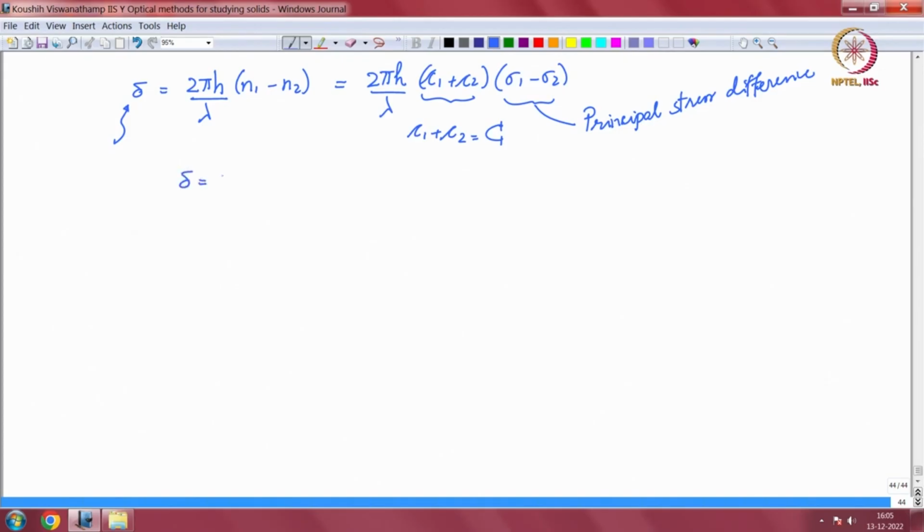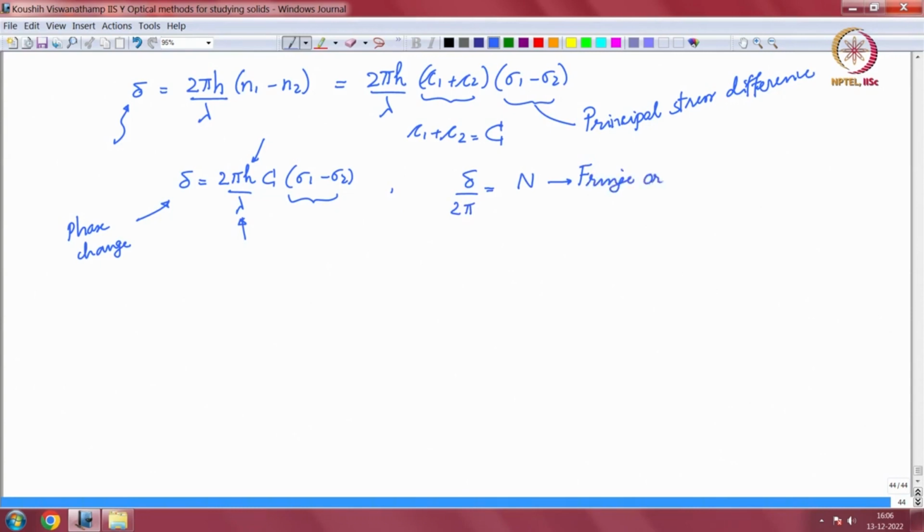So, this is really the first main relationship that we have in photoelasticity, which relates the phase change of the two waves, the interaction between them, to the sample thickness, the wavelength, and the principal stresses, the difference in the principal stress. There is some other nomenclature you will see sometimes: delta by 2 pi is usually denoted as n, and it is called the fringe order. So, if you see that term, this is what it means. We will discuss what this means subsequently, but right now it is delta by 2 pi.